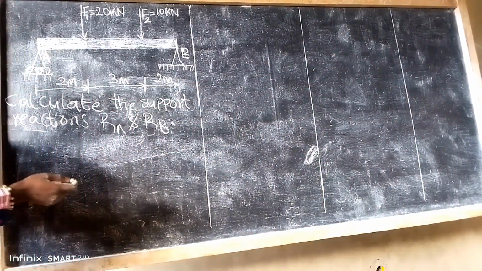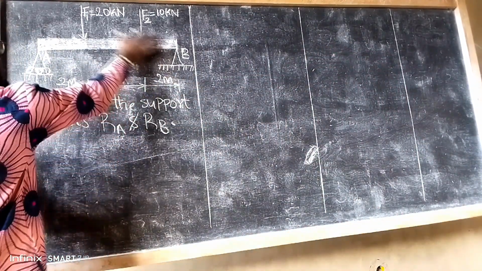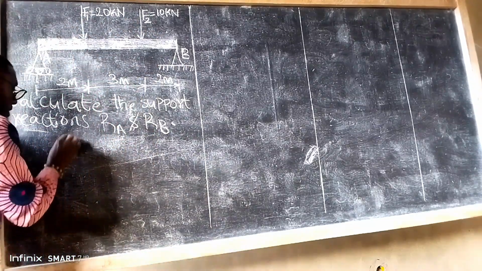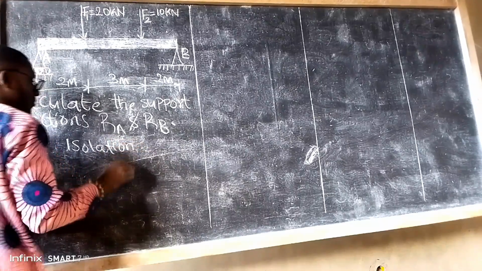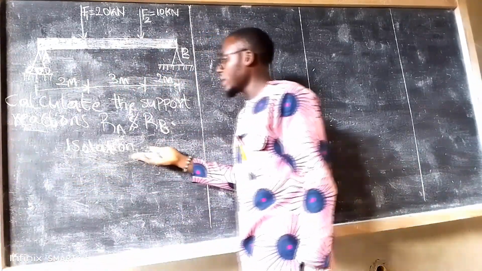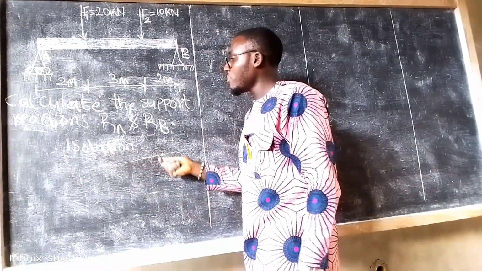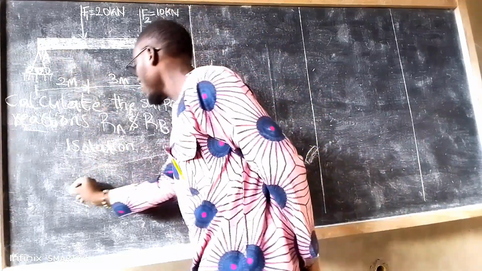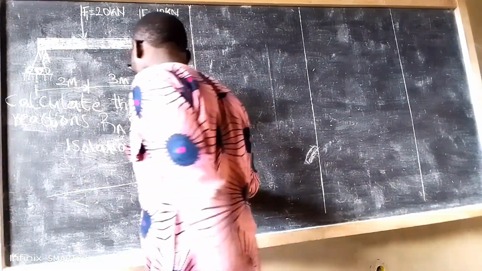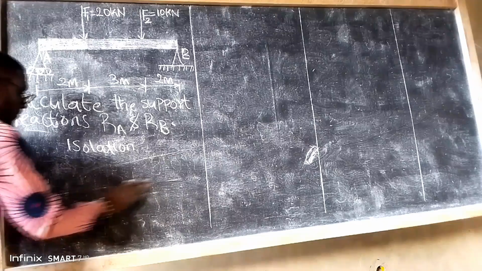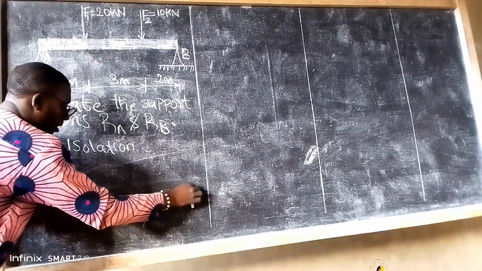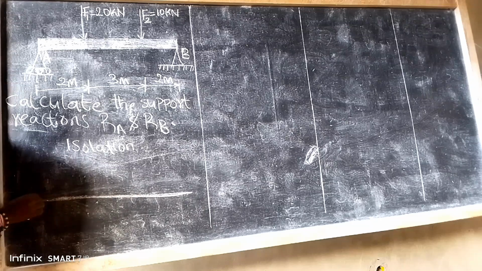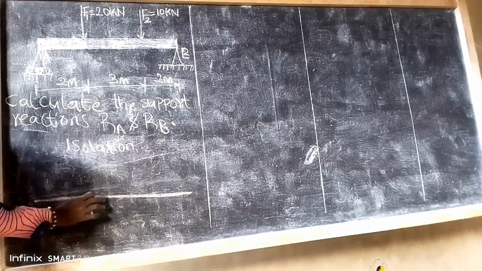The first thing we need to do is isolate our beam. We need to isolate our structure. So we are going to write isolation. To isolate our beam, we are going to have this beam isolated in this nature. This is the isolation of the beam.